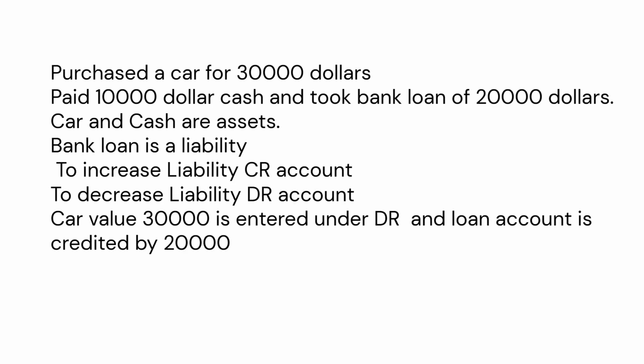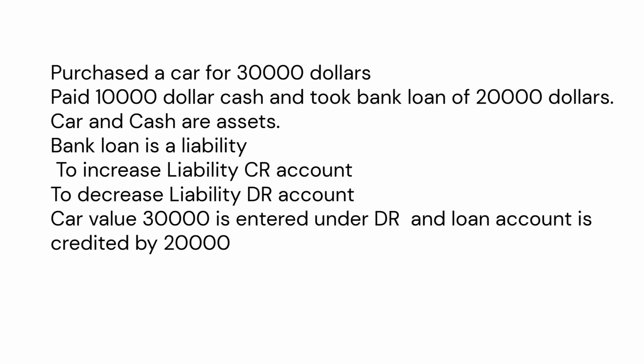Now let's see another example. Example 2. In this, I'm purchasing the car for $30,000. I don't have $30,000 in cash with me. So what I'm doing is taking a loan of $20,000. I have some $10,000 with me. So I'm paying cash 10,000 and taking a bank loan of 20,000. In this case, how are we going to make the entry?